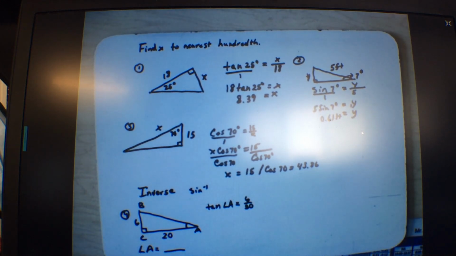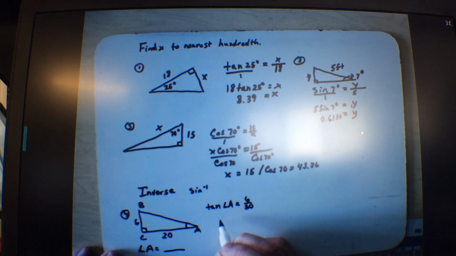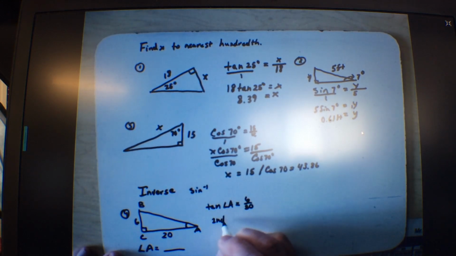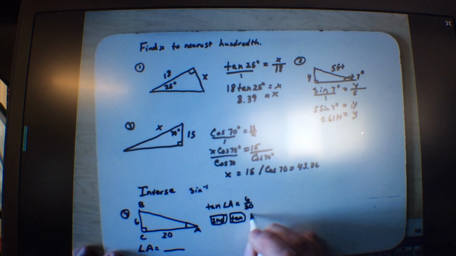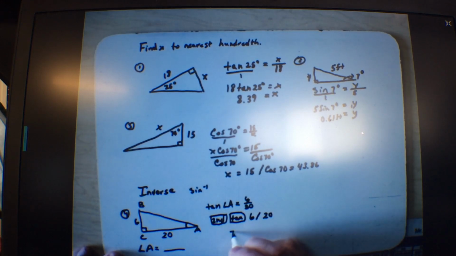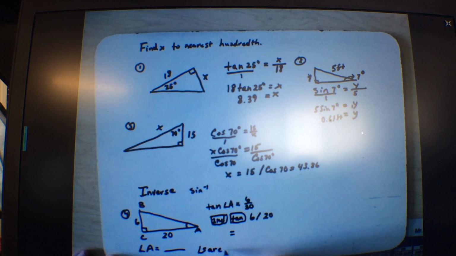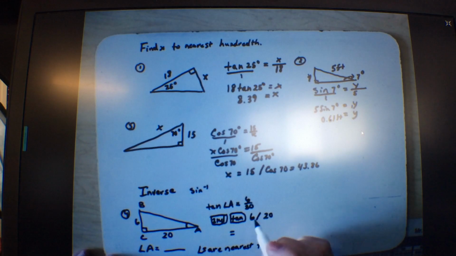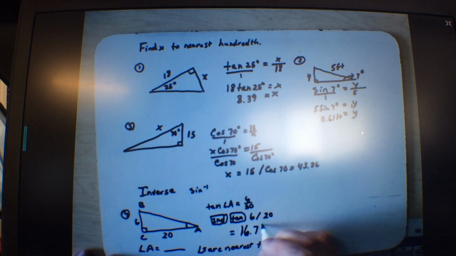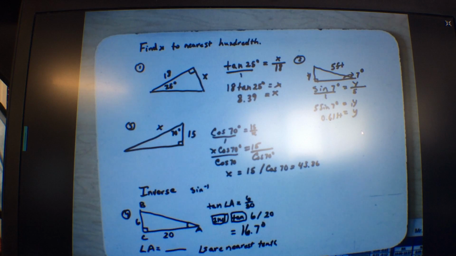Now, you do not have to do a proportion because all of your numbers are on one side and your variables on the other. So here's what you do. You push second, that little button, tangent, that button, 6 divided by 20 equals. And we do these to the nearest tenth. Angles are done to the nearest tenth. 16.7 degrees. Do you agree?